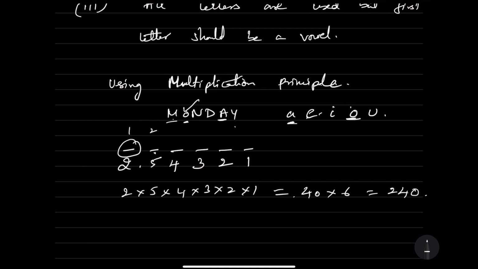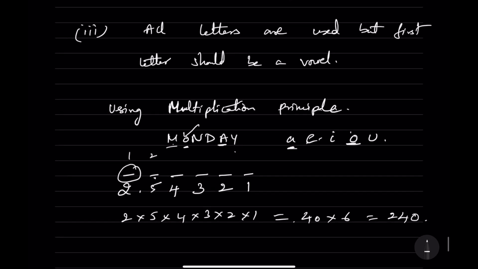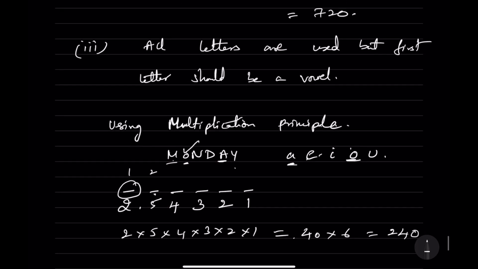So once again I will just tell you, all letters are used, but the first letter should be a vowel. So the first letter, whichever is a vowel over here, if you have 1, 2, 3, 4, 5, 6, isn't it? The first letter should be a vowel, means it should be either O or A. So this can be done in two ways. Now for the next place, because O or A is filled, the remaining are 5. So it can be done in 5 ways.